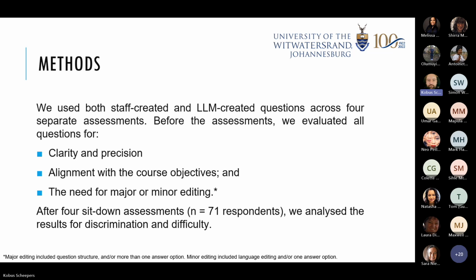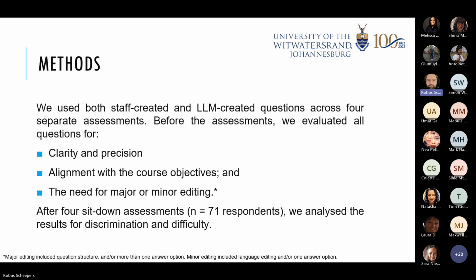So we took the hit questions, and we also took some staff-created questions. And we put them in an assessment. Now, before the assessment, we evaluated all of the questions for clarity and precision of the question, of course, alignment with the course objectives. Part of the reason why we gave the language model the information instead of just asking it to write a question about a topic, is because we couldn't be certain that it was going to give us a question that aligns exactly with our course objectives. And we also noted the need for major or minor editing of the question. So major editing was something like the structure of the entire question or more than one question option or answer option. And minor editing was things like language and one answer option.